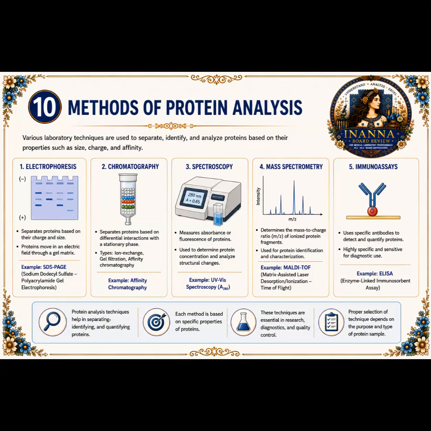Methods of protein analysis. Several laboratory methods are used to analyze proteins. Electrophoresis separates proteins based on charge and size. Chromatography separates proteins according to their chemical interactions. Spectroscopy measures protein absorbance or fluorescence. Mass spectrometry identifies proteins based on mass-to-charge ratios. Immunoassays use specific antibodies to detect and quantify proteins. These techniques are important in research, diagnostics, and clinical laboratory medicine.